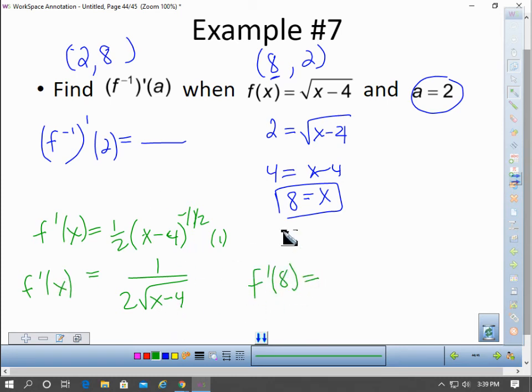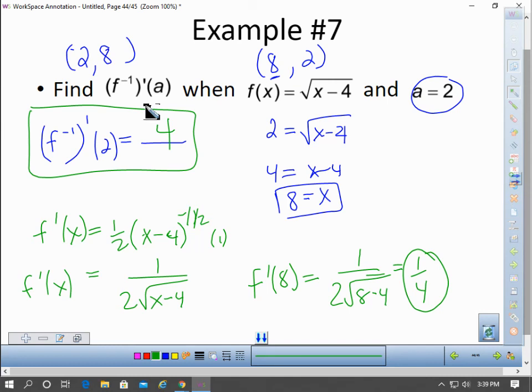So we're going to put 8 in here. So 1 over 2 square root of 8 minus 4. So 8 minus 4 is 4. Square root of 4 is 2. 2 times 2 is 4. So this is a 1/4. So what is the slope of the inverse at 2? Well, it's got to be the reciprocal of this, so that means the answer is 4.